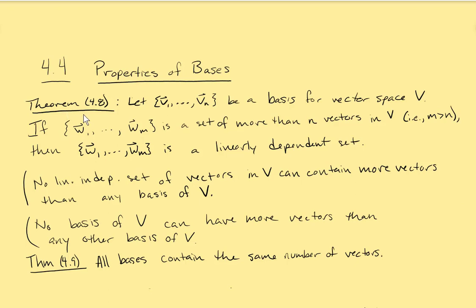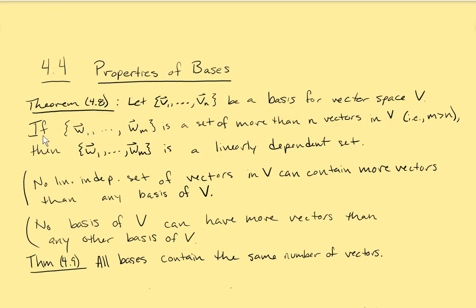So let's start here with Theorem 4.8 from your textbook. It says, let the set v1 through vn of vectors, so there's n vectors here, be a basis for vector space V. To be a basis, remember, that means this set of vectors spans V. Any vector in V can be written as a linear combination of these vectors. That's what it means to span V. And this is a linearly independent set of vectors. That was the definition of our basis.